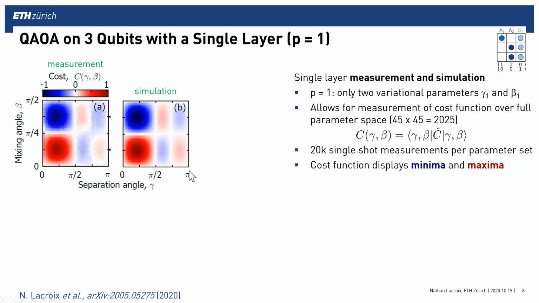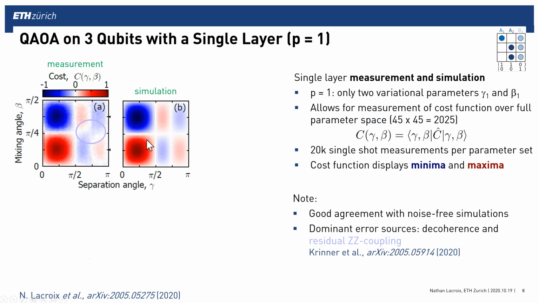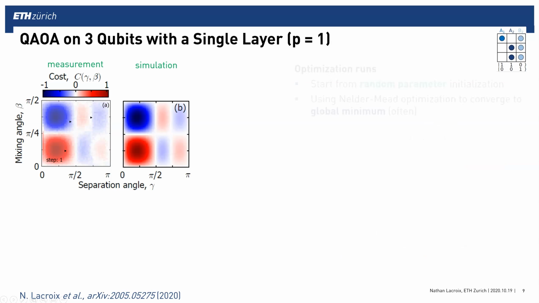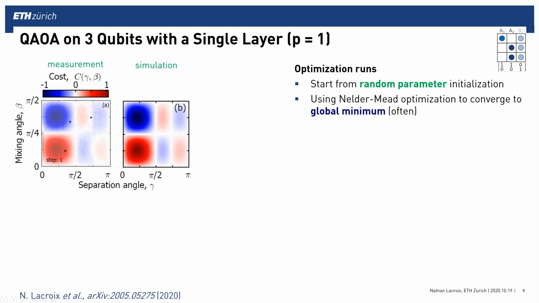We see that the measurement is in good qualitative agreement with the simulation, as it shows the same minima and maxima, and the residual features that we see, for example, this diagonal feature here, can be explained by decoherence and residual ZZ coupling. So what we then do is that we embed this cost function in a classical Nelder-Mead optimizer to demonstrate the end-to-end QOA procedure.